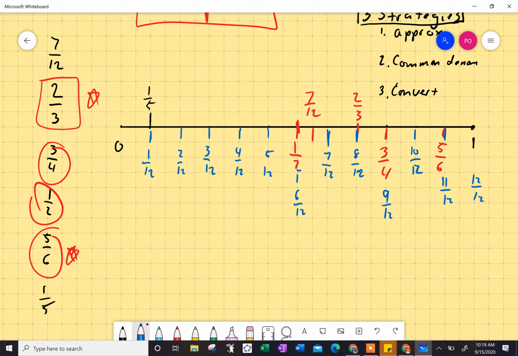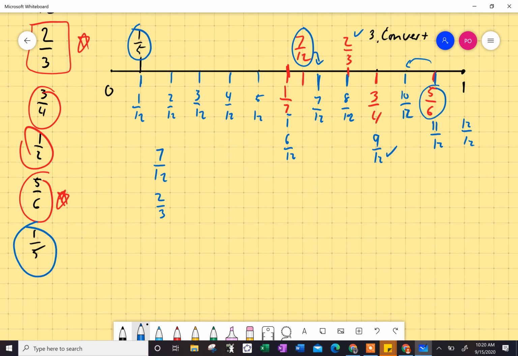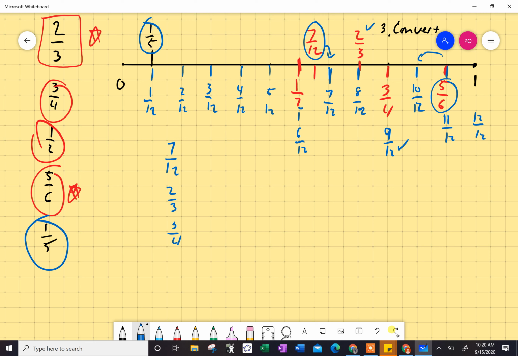So we were actually pretty close. We had a mistake here. This one's not right. It should have been here. This one is correct. 2/3 is correct. This one should have been one spot over, but otherwise we were pretty accurate. And this one is not correct. So if we had changed everything to 12ths, we would have been in good shape. So let's take a quick look. 7 twelfths, 2/3, 3/4. So that was my first strategy.